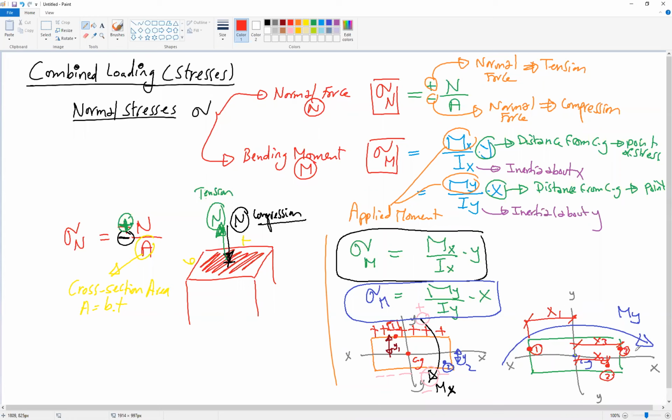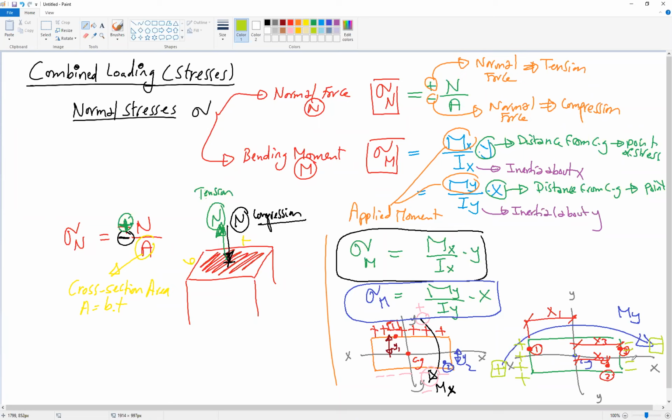So if My, the distance will be in the X direction. If Mx, the distance will be in the Y direction. And here as well, the moment is causing tension on one side and compression on the other side. So this side will be under tension and this side will be under compression.